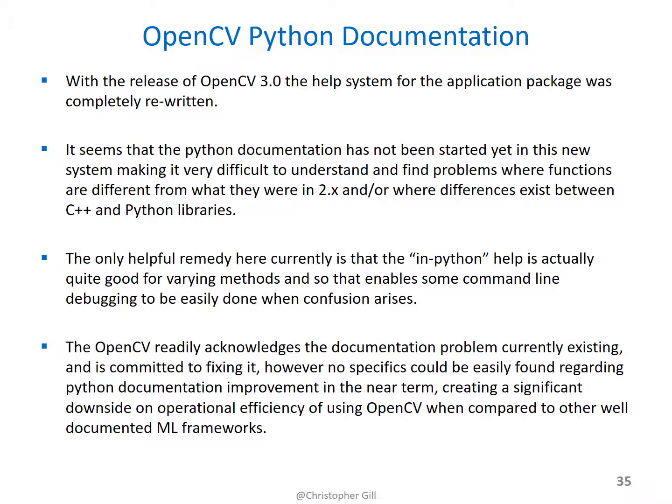A last finding around OpenCV is that the Python documentation for the package is pretty poor. The C++ documentation is quite good, and in the previous 2.x versions of OpenCV, the Python documentation was actually pretty good. However, they rewrote their documentation system between release 2 and 3, and the Python documentation has not caught up yet. OpenCV readily acknowledges the problem and is committed to fixing it. However, no specifics could be found regarding timeline or actions.